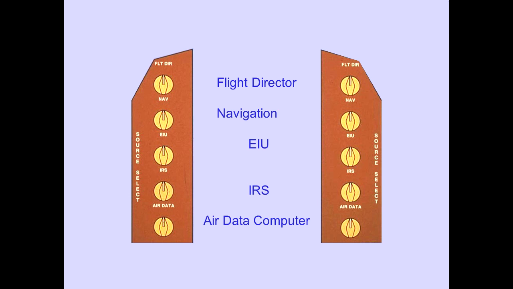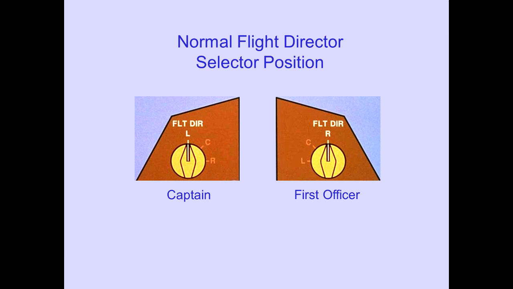Now let's discuss each selector in more detail. The Flight Director Source Selector is used to select which flight control computer, FCC, provides the required commands. The left, center, or right flight control computer can be selected. Normally, the captain's flight director selector is set to the left flight control computer, and the first officer's flight director selector is set to the right flight control computer.